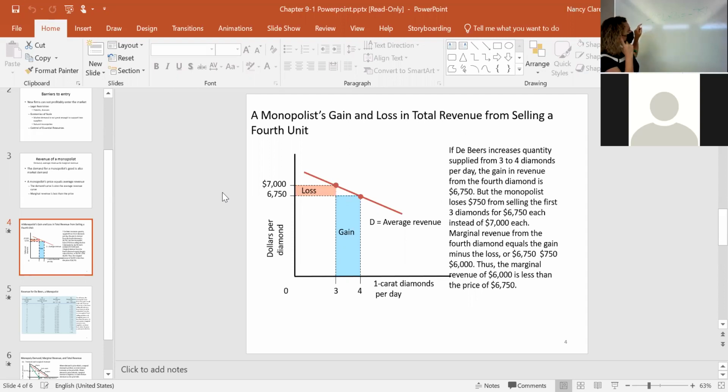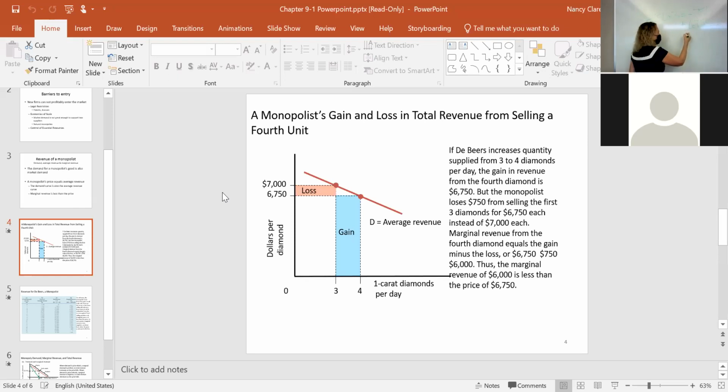And then your gain, or the blue part that you see, is the additional revenue you actually get from unit number 4. So you lost $250 on units 1 through 3, but you're gaining the sales price for unit number 4. So how much revenue did we get for unit number 4? Well, we got $67.50 because that was the price. Okay, so positive $67.50.